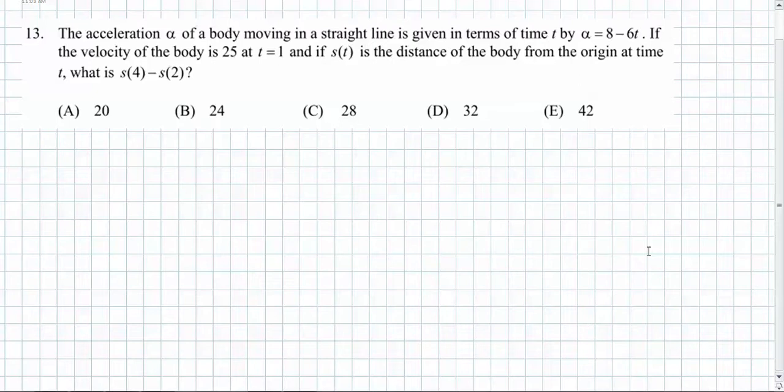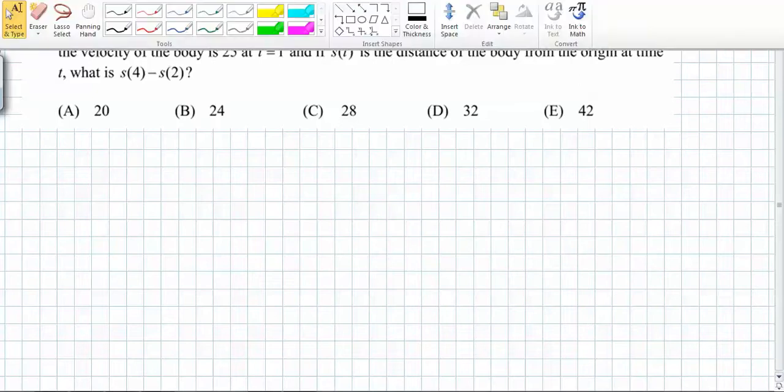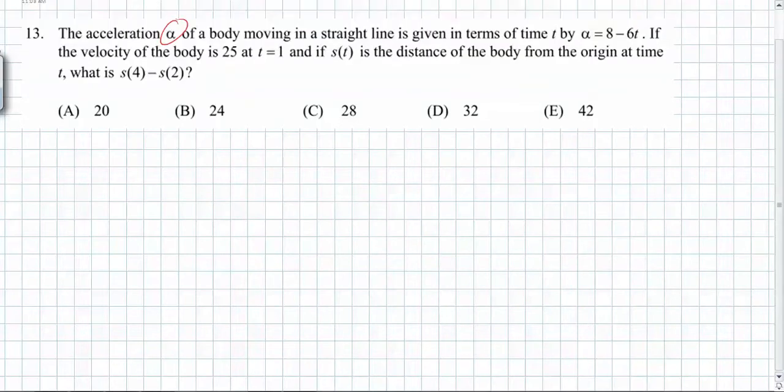Called right there? What is this? Alpha. Okay, so the acceleration alpha of a body moving in a straight line is given in terms of t by alpha equals 8 minus 6t. If the velocity of the body is 25 at time equals 1, and s of t is the distance of the body from the origin, what is s of 4 minus s of 2?